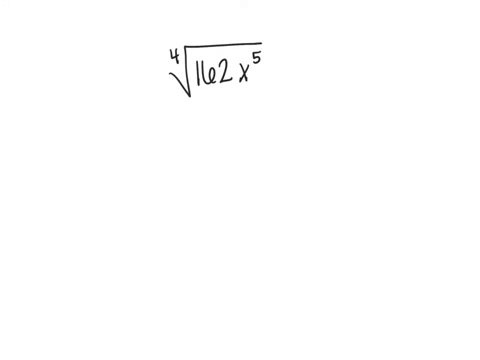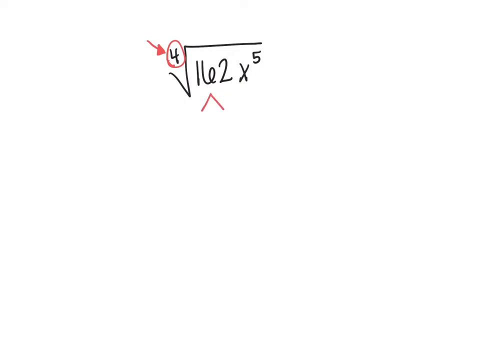We are tasked with simplifying the fourth root of 162x to the fifth. So I'm looking at this in terms of the index being a 4. This is not a square root. This is a fourth root. We can still use factor trees if that's what you're comfortable with, but we are looking for groups of 4 because the index is 4.